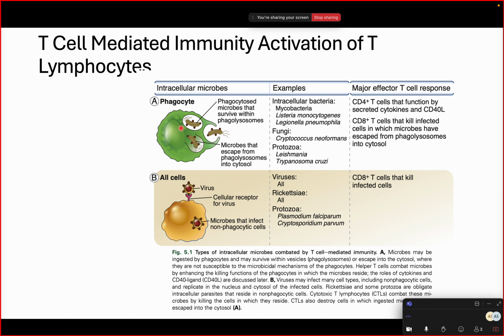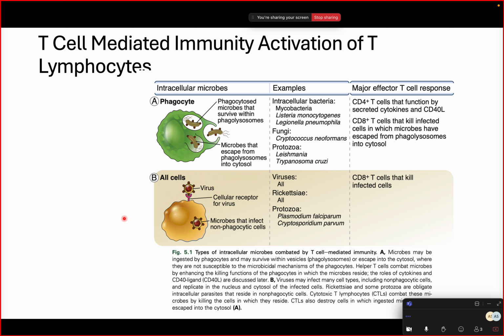So they're gonna help in combating the microbe which is there inside the cell. Okay, and then CD8 positive T cells basically kill the infected cell in which the microbes have escaped the phagolysosome into the cytosol. And CD8 positive T cells, you know what they are called? They are called cytotoxic T cells, right? So they are going to directly kill the cell in which the microbe is present.